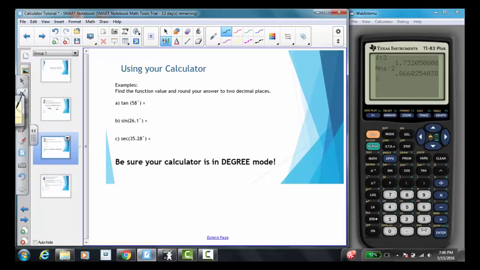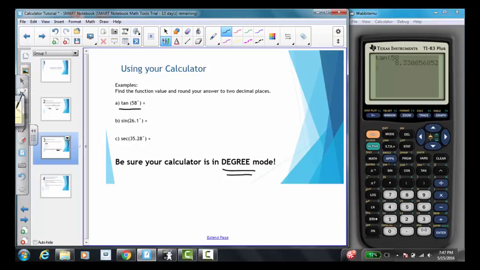Okay, so let's look at some examples using our calculator. So the first one is tangent of 58 degrees. So I'm going to clear my calculator out and do tangent of 58 degrees and hit enter. But that number looks funny. I need to make sure that I am in degree mode. So that is very, very important when you're using your calculator to give you approximate answers.